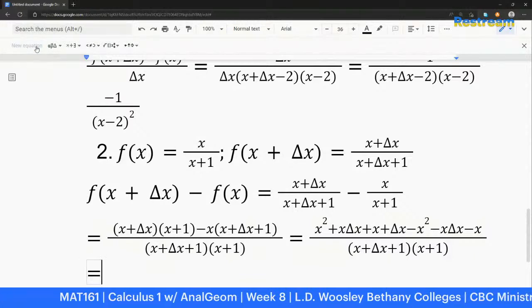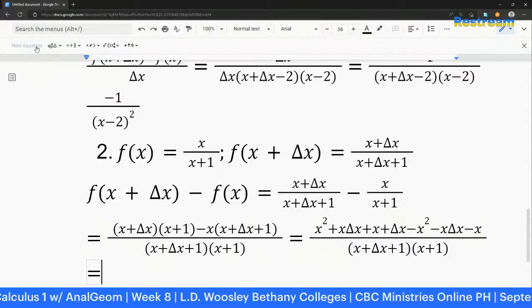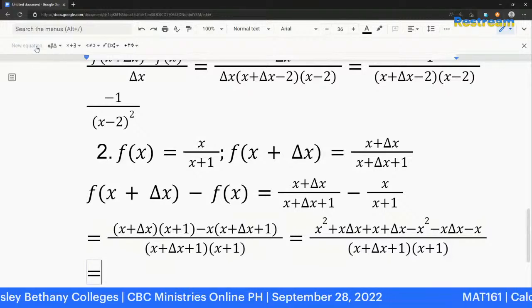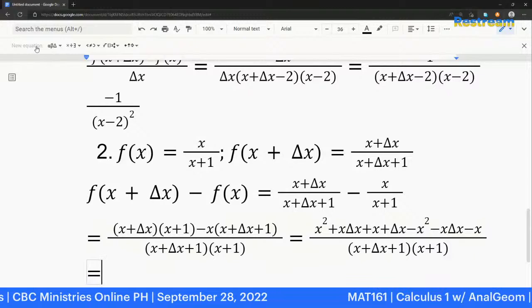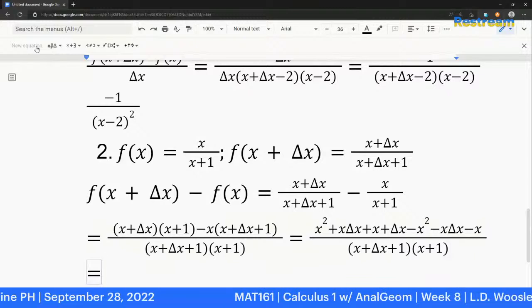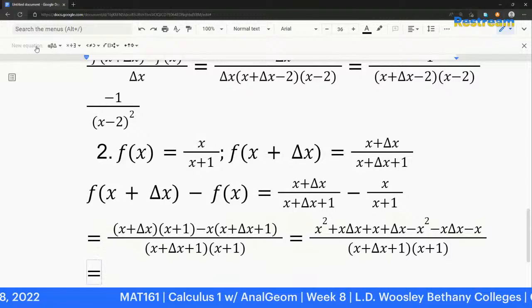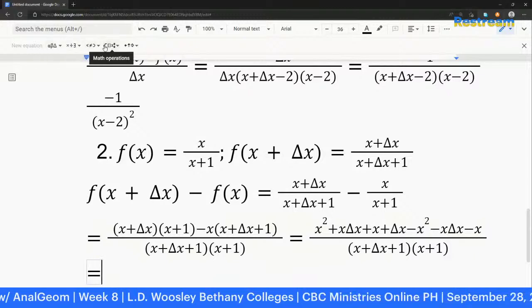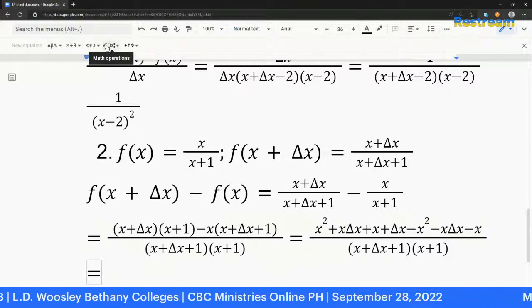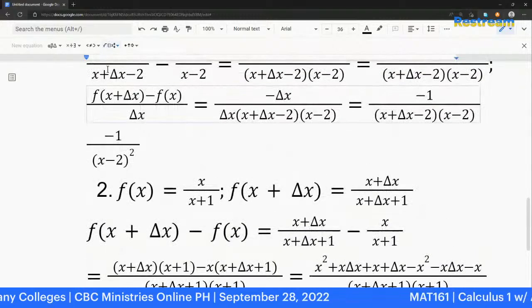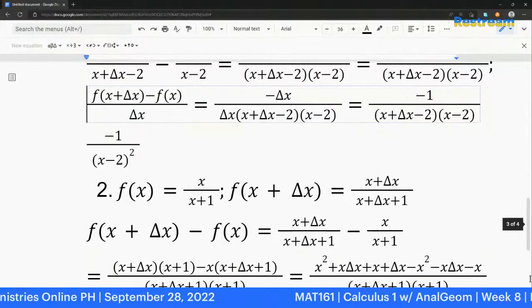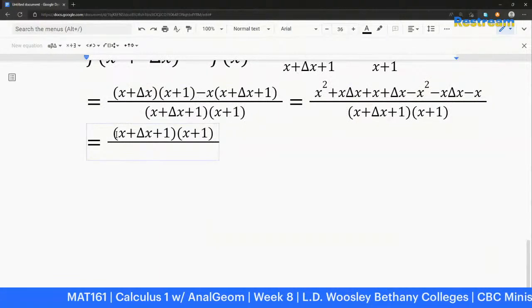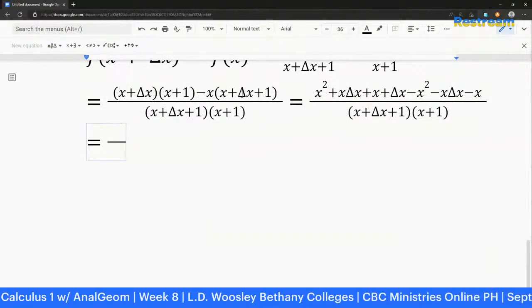Alright? Cancel si x squared. Cancel si x. Tama ba? Cancel si x, delta x. Alright? Cancel si x. Ang matitira ay delta x. Okay? Delta x na numerator. Tama ba? Kitang-kita ba? Girls, kitang-kita ba? So, matitira dyan, delta x. No? Ay, hindi na ako dun. Delta x.